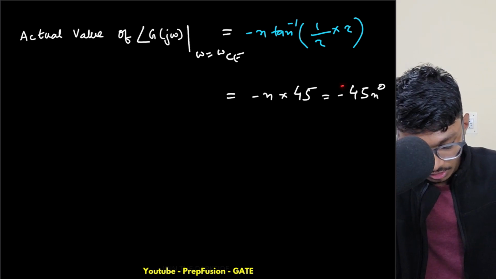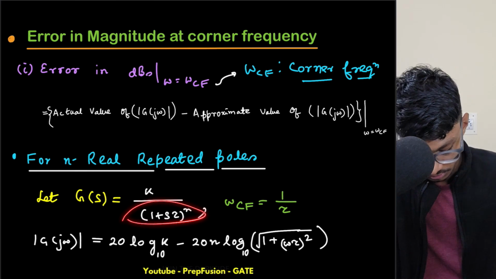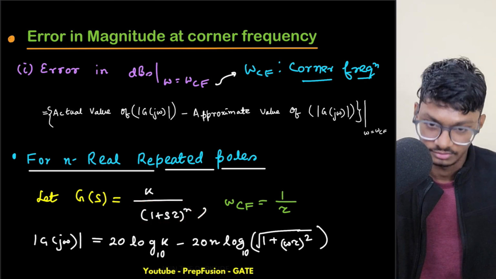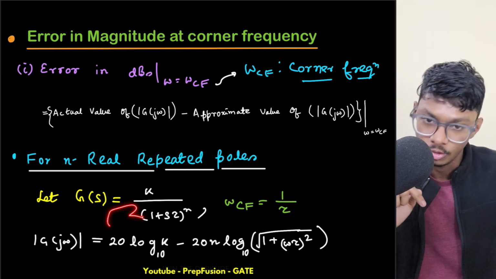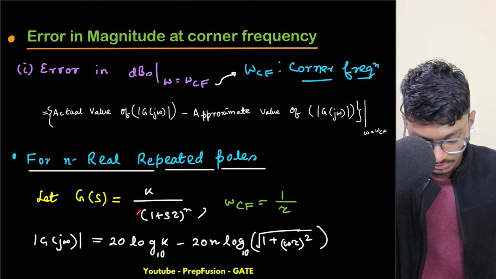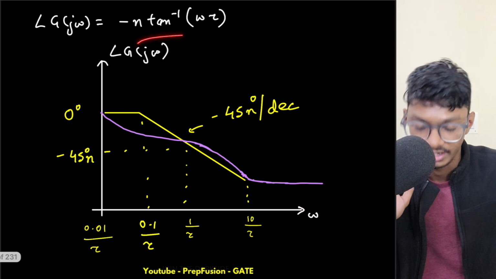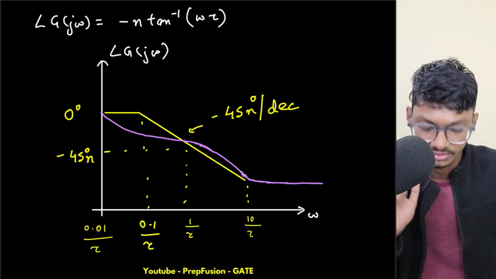I hope you understand how this negative sign came. This negative sign came as this was in the denominator. Calculating phase I won't teach you, but we have learned this previously. Since this is in the denominator, the negative sign came along with the tan inverse. If this was in the numerator, then obviously no negative sign would have come, only the n or m term. If I had m zeros, it would be m tan inverse omega tau.